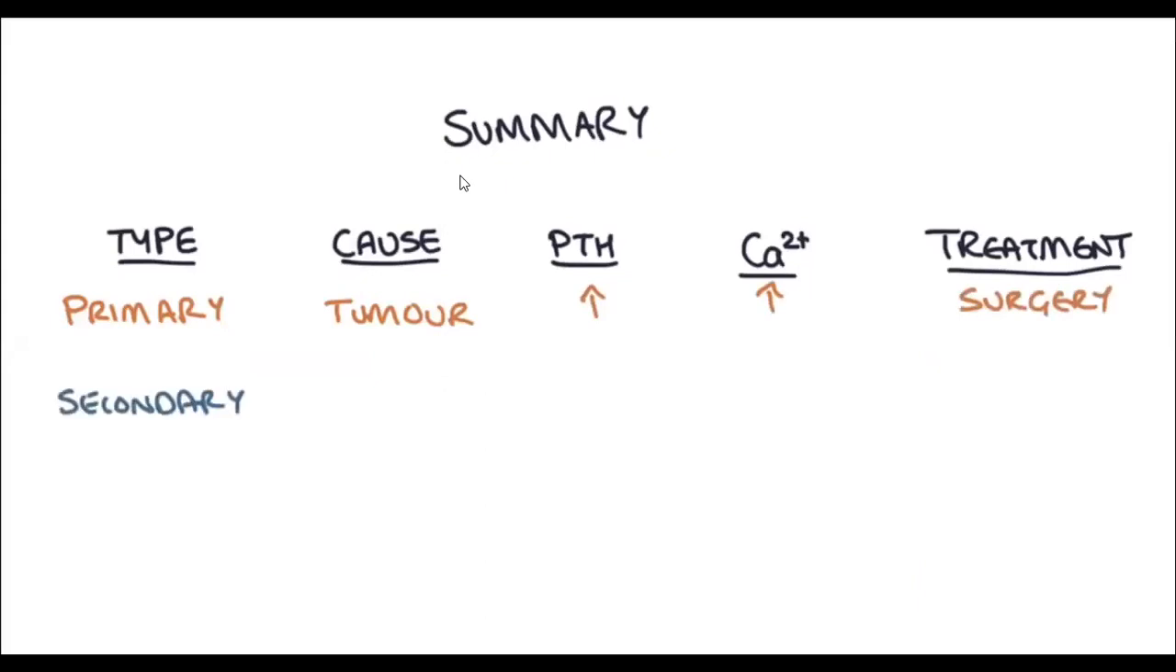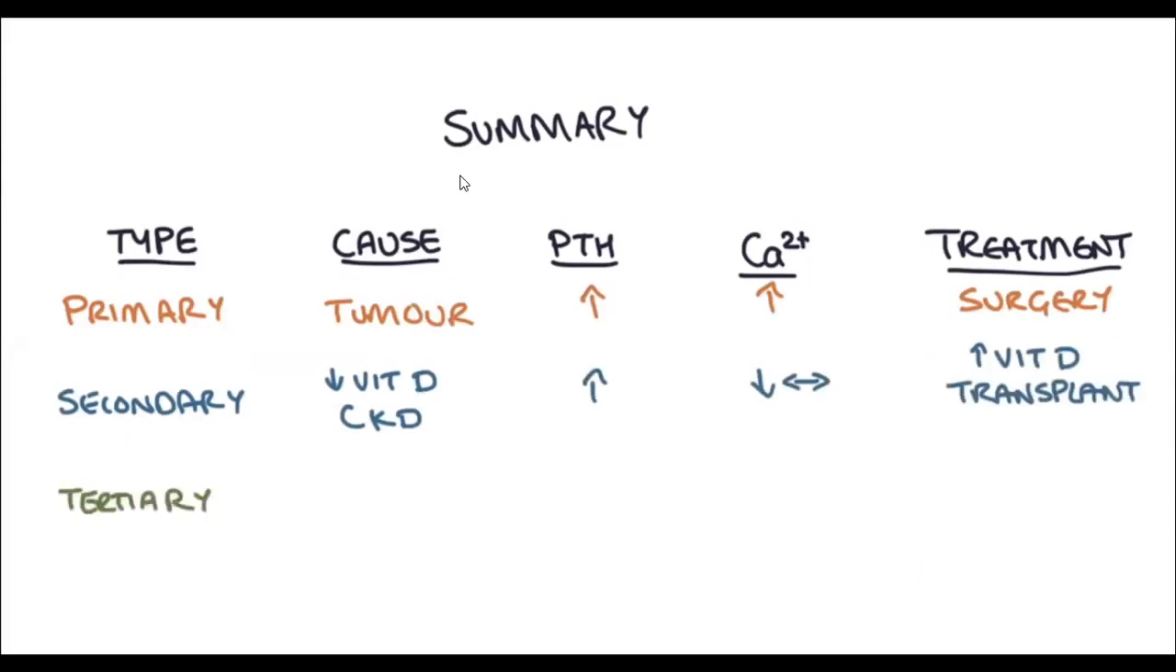Secondary hyperparathyroidism is caused by a deficiency in vitamin D or chronic kidney disease. The parathyroid hormone level will be high, but the serum calcium level will be low or normal, and the treatment is to improve the vitamin D deficiency or to do a renal transplant in chronic kidney disease.